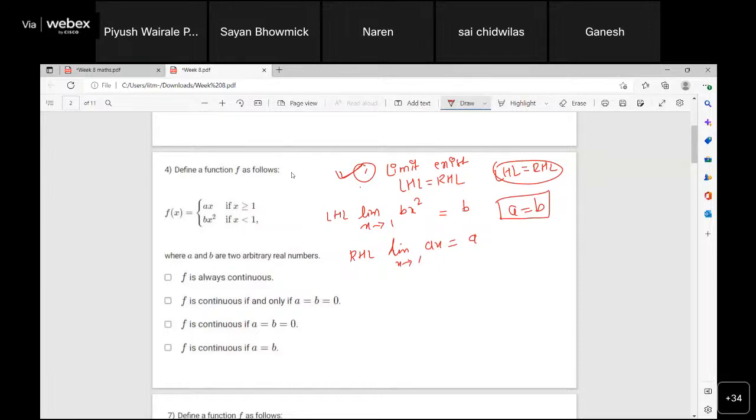Here you can see our function is continuous when x is less than 1, and also when x is greater than 1. But we have to check for when x is equal to 1.